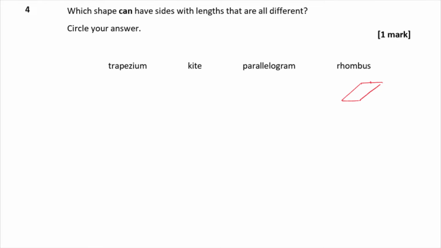Now, because it's a pushed over square, all the sides are going to be the same length, aren't they? Okay, they were all the same length before you pushed it over. They're still all the same length. So with a rhombus, all 4 sides are the same. So they're certainly not all different lengths. So rhombus is right out.